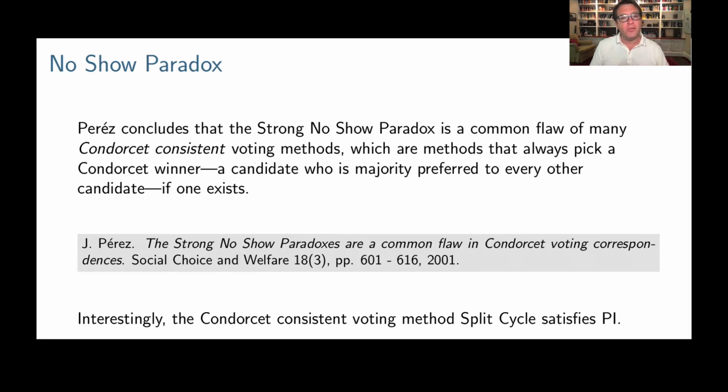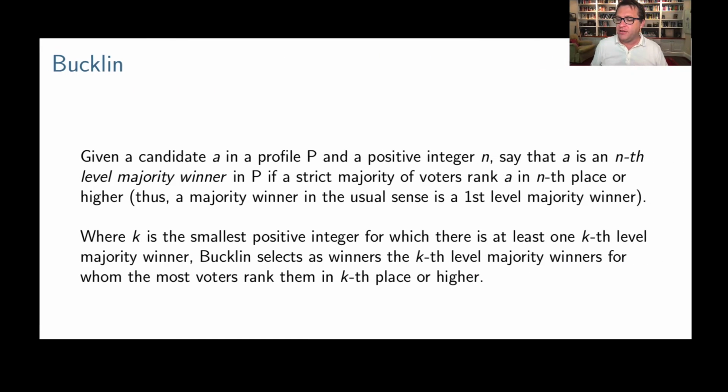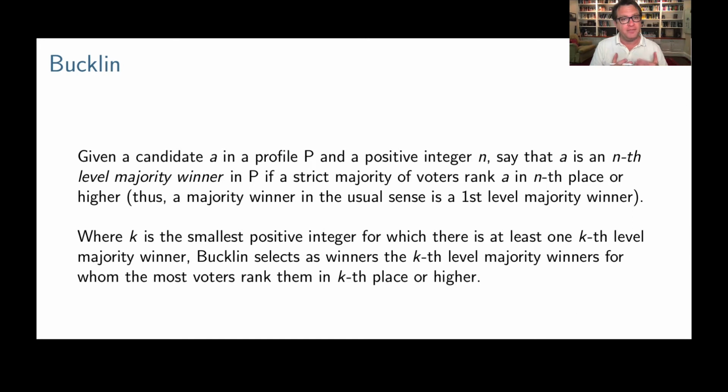In the interest of time, we're just going to present two examples of voting methods that violate positive involvement. Many more examples can be found in our paper. The first method we're going to talk about is Bucklin. So Bucklin works as follows. Given a profile P and a candidate A, and some positive integer n, say that A is an nth level majority winner if a strict majority of voters rank A in nth place or higher. So a second level majority winner is a candidate for which there's a strict majority of voters that rank that candidate either in position 1 or position 2, level 1 or level 2.